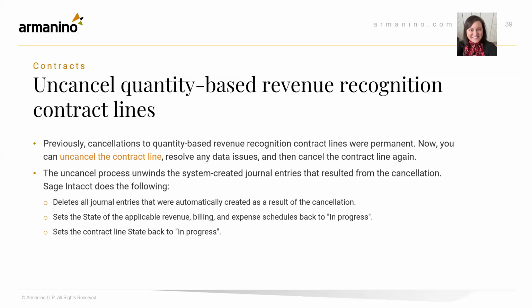So it will do the following. It will delete the journal entries that were automatically created as a result of the cancellation process. It'll set the state of the applicable revenue, billing, and expense schedules back to in progress. It will also set that contract line state back to in progress. So then you can go back in, fix those data issues, and then go back through the canceling process again.